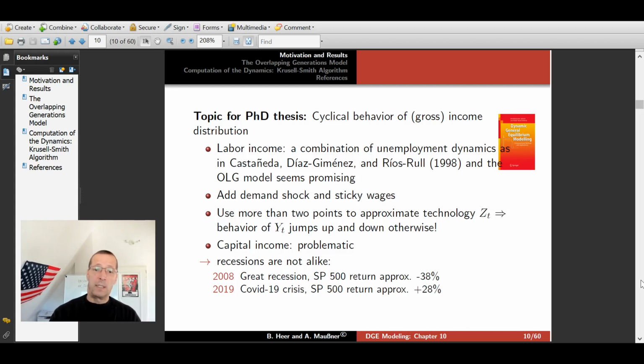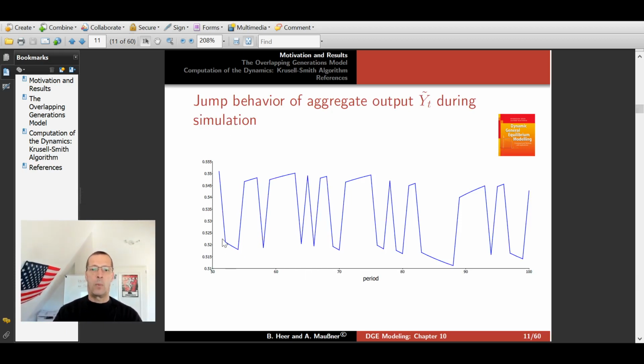Well, one important step here in our algorithm, we just look at two possible technology values. So we identify high technology with a boom and low technology with a recession. And we have a lot of jump behavior up and down. So let me show you how a typical time series in our model, this is a simulated time series, looks like. At period 60, for example, we have high productivity, we have a boom. And in period 65, high productivity jumps down to low productivity, and so does output.